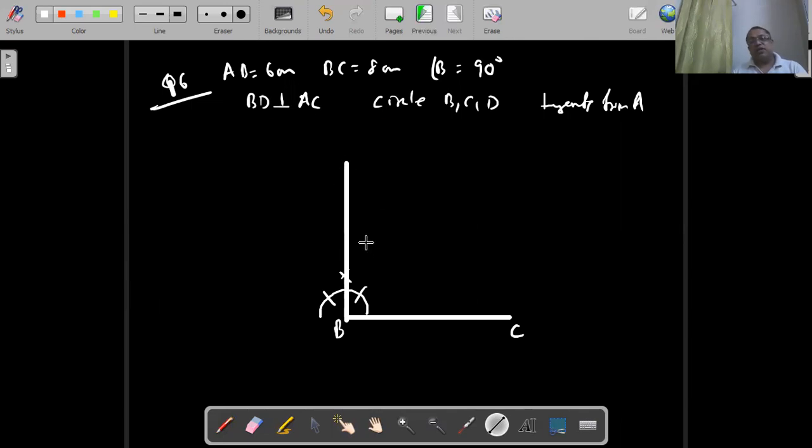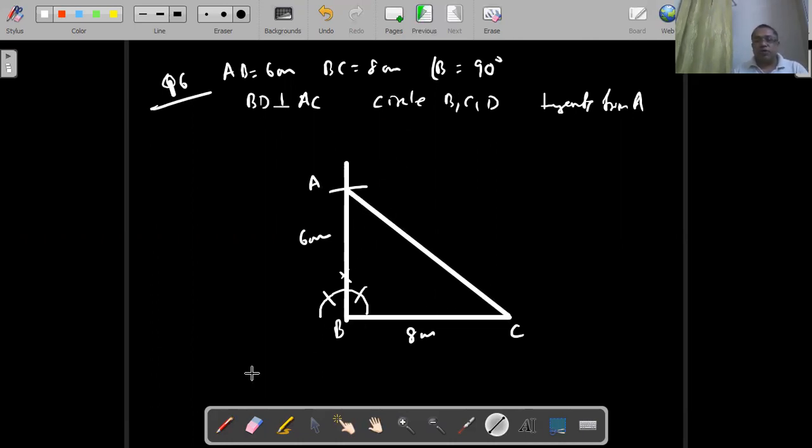After getting 90, the next step is that AB value is 6. So from here, I'm going to take 6 centimeter and cut. So this is 6 centimeter. This is 8 centimeter. And now I'm going to join A to C. So this becomes my first part, construction of a right triangle. So this we have done.